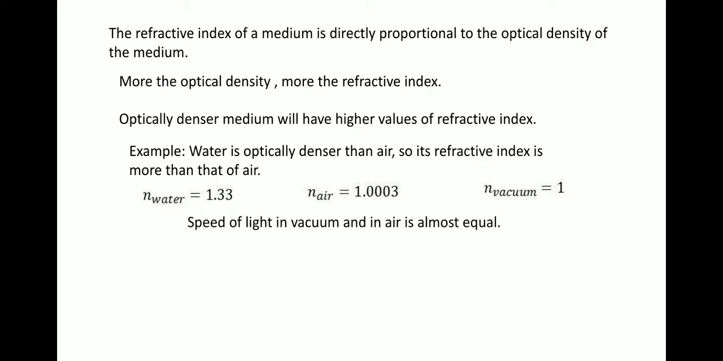Speed of light in vacuum and in air is almost equal, as we can see out here that air is 1.0003 and vacuum is 1. So the speed of light in vacuum and in air is almost equal. So while comparing, when the speeds of light are being compared, generally we take the value of the speed of light in vacuum as 1.